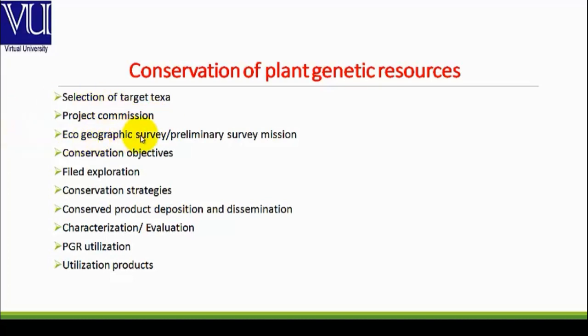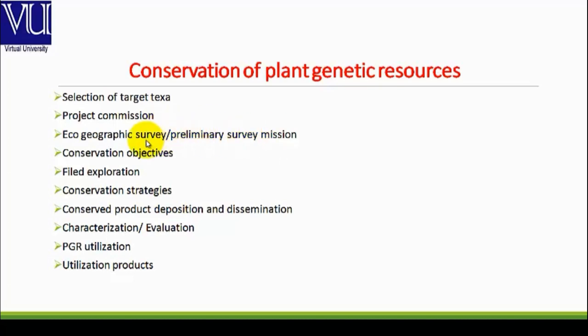Ecogeographic survey or the preliminary survey mission. This facilitates the collection of all the basic information for the planning of effective conservation and surveys the distribution of taxonomic and genetic diversity, ecological requirement, and the reproductive biology of the chosen species over its entire geographic range.